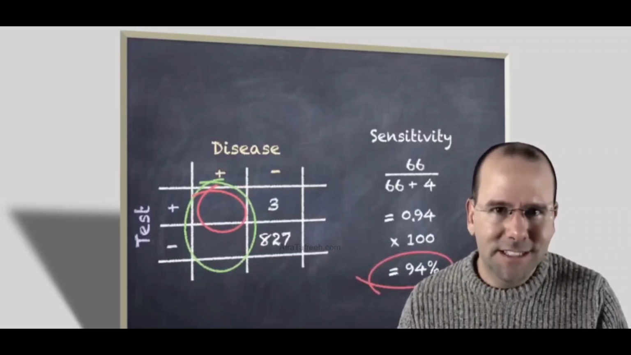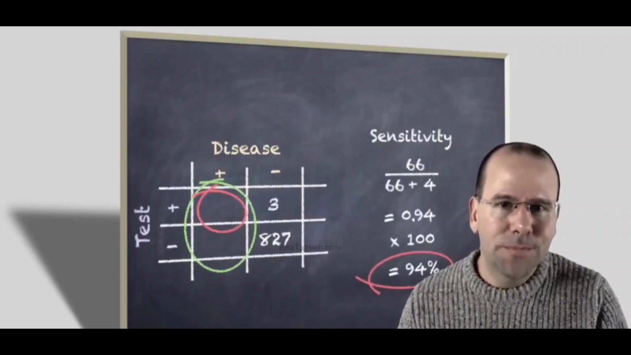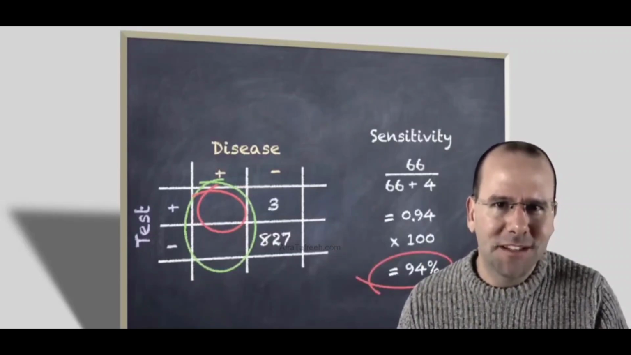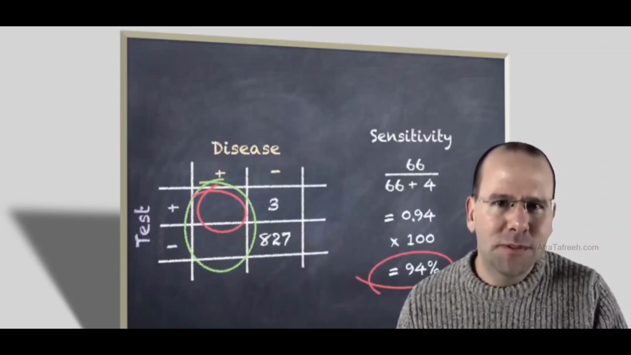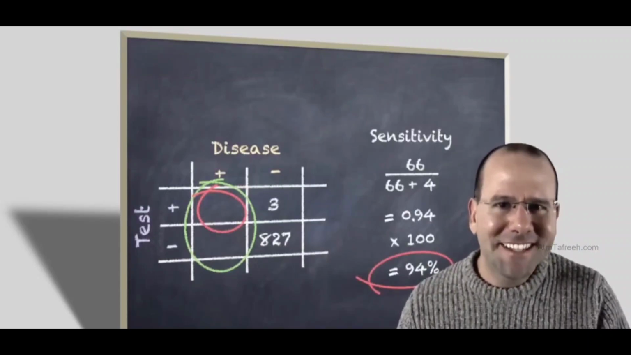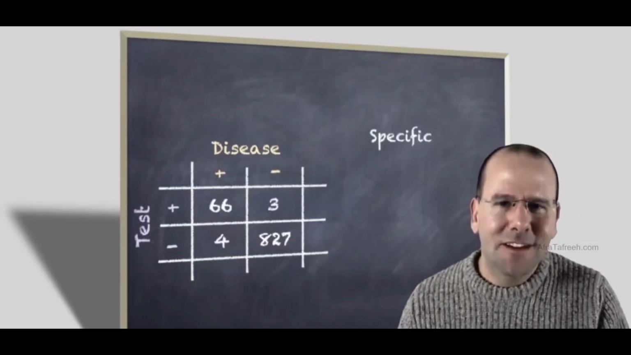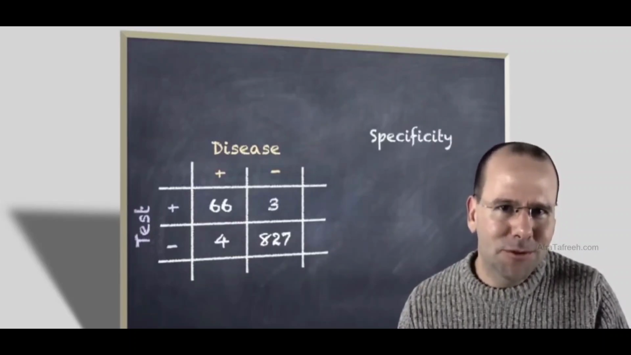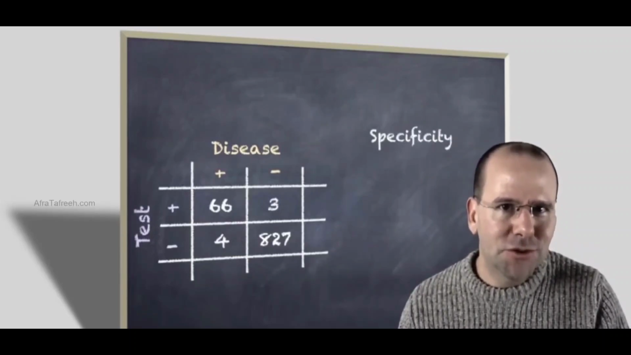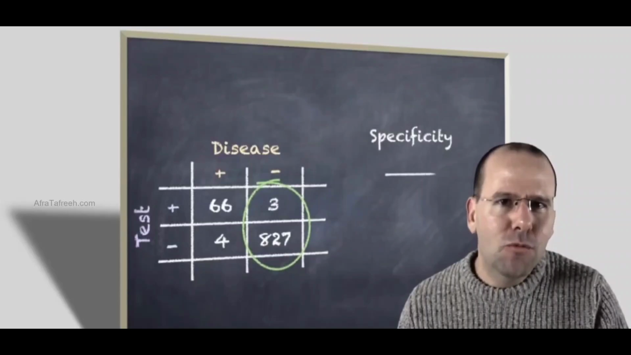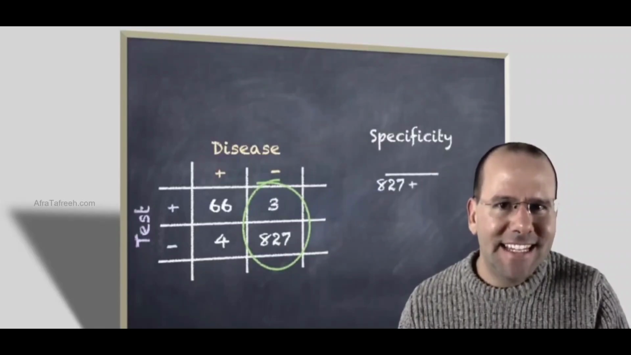So it's a fraction, 66 over 70 gives you 0.94. Times it by 100 and you've got 94%. The test will identify 94% of the people that actually have the disease. The next thing we're going to talk about is specificity. We're interested in the population of people who are actually negative. Those are the ones that are encircled in green. And we want to know what proportion of those people test negative, those that are encircled in red.